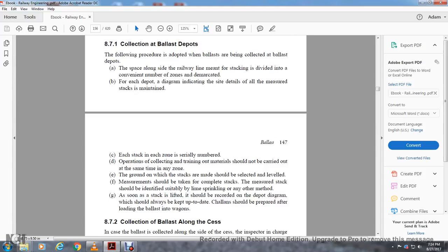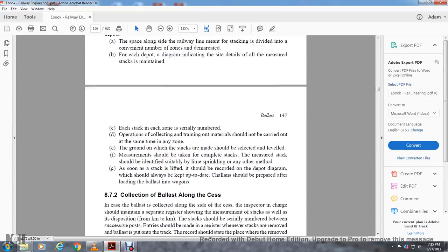Each stack in each of the zones is given a serial number. Collection and training of the material should not be carried out at the same time in any zone. The ground on which the stacks are made should be selected and leveled. The measurement should be taken with the complete stack. The measured stack should be identified suitably with line sprinkling or another method. As soon as a stack is lifted, it should be recorded in the depot diagram, which is always to be kept up to date. The challan should be prepared after the loading of the ballast in the wagons.